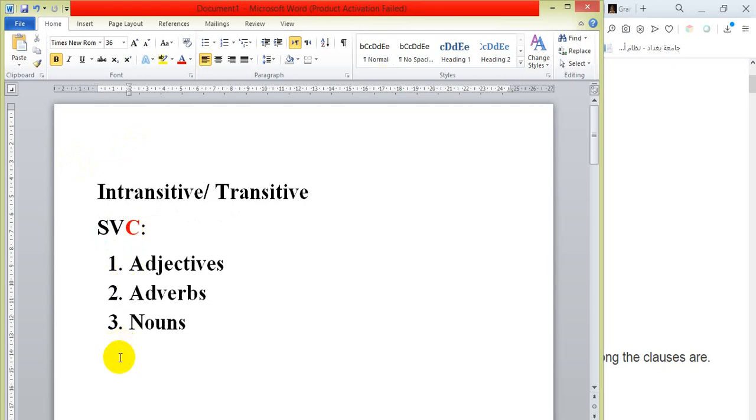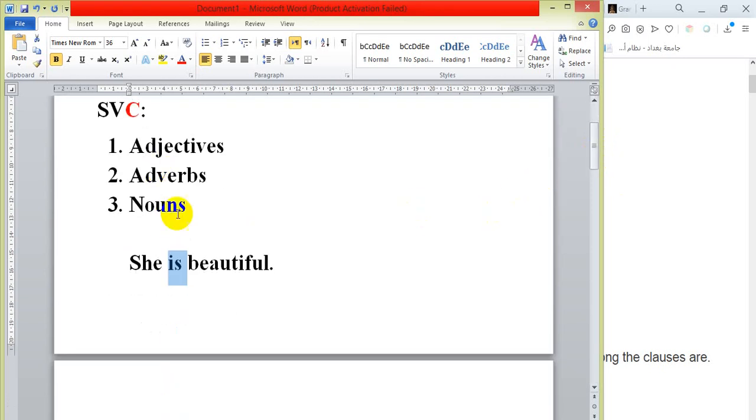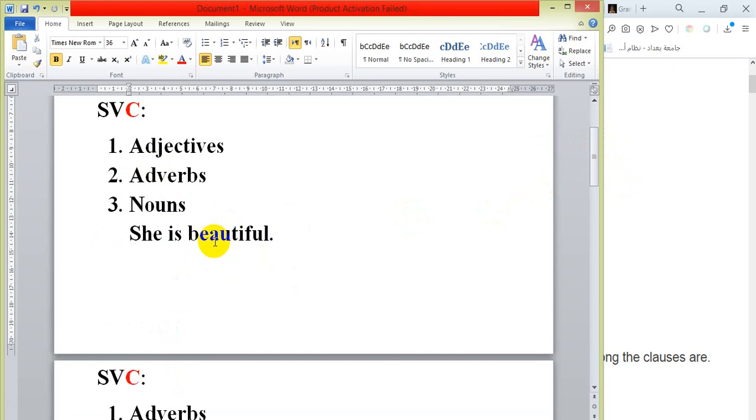Here. For adjectives, I have, for instance, she is beautiful. Okay? So beautiful is what? An adjective. Usually for this pattern, we use what? Verb to be. But we have other types of verbs which function just like verbs to be. So for the second, we have an adverb. Adverbs in English are of different types, but we will focus here on adverbs of time, adverbs of process or manner, adverbs of place.